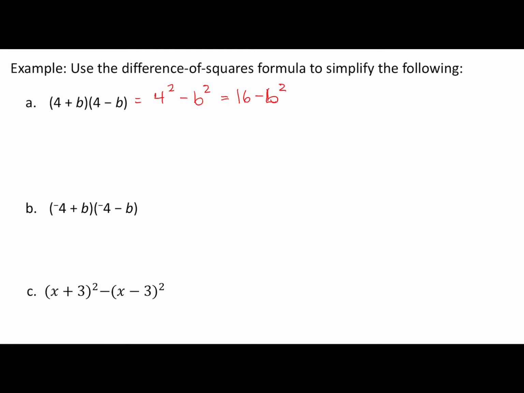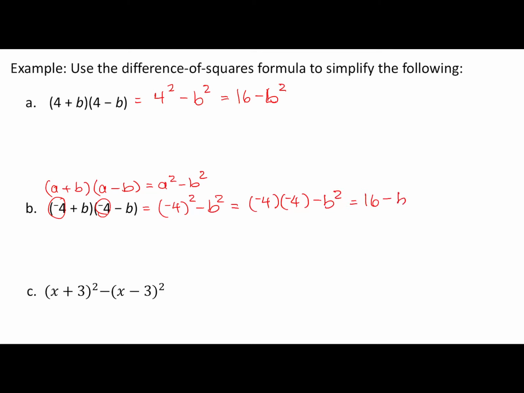In part B, I have negative 4 as my A, and again B as my B. So this is also of the form A plus B times A minus B. And since that multiplies to give you A squared minus B squared, this is going to be negative 4 squared minus B squared. And negative 4 squared is negative 4 times negative 4, which is positive 16.